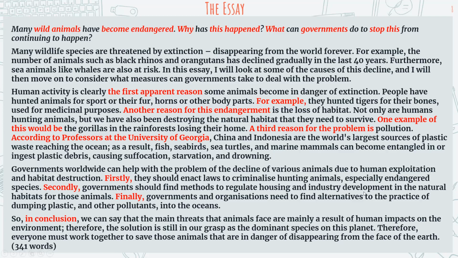Okay. Of course, we could replace therefore here with another cohesive device. Everyone must work together to save those. I mean, to avoid repetition, because here we have used it to make a compound sentence. Everyone must work together to save those animals that are in danger of disappearing from the face of the earth.